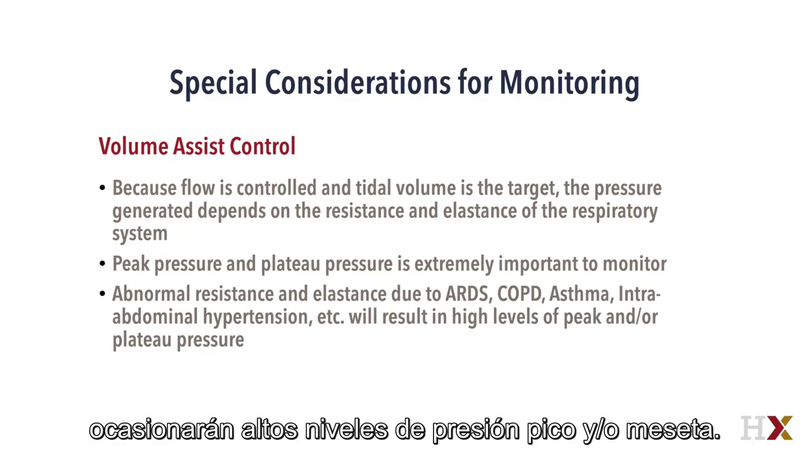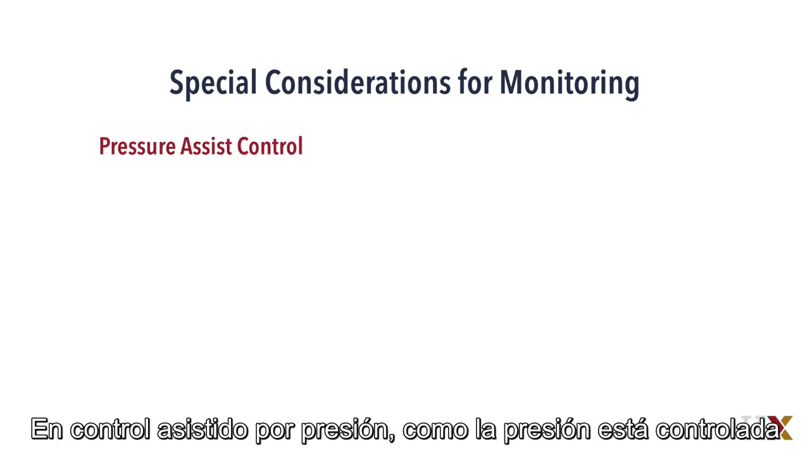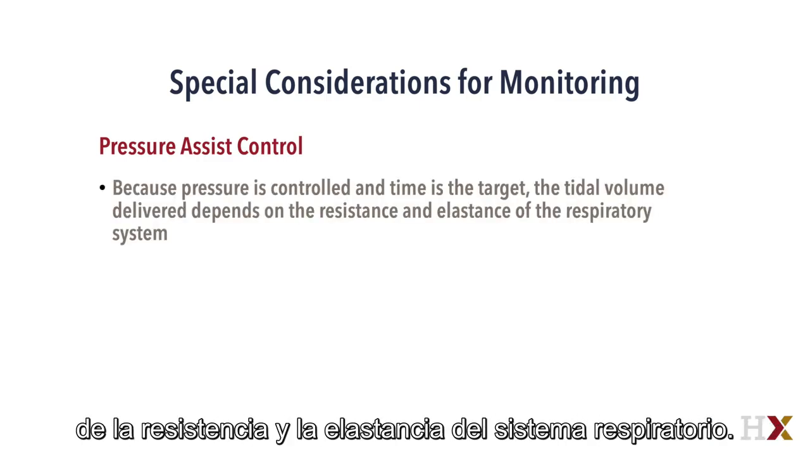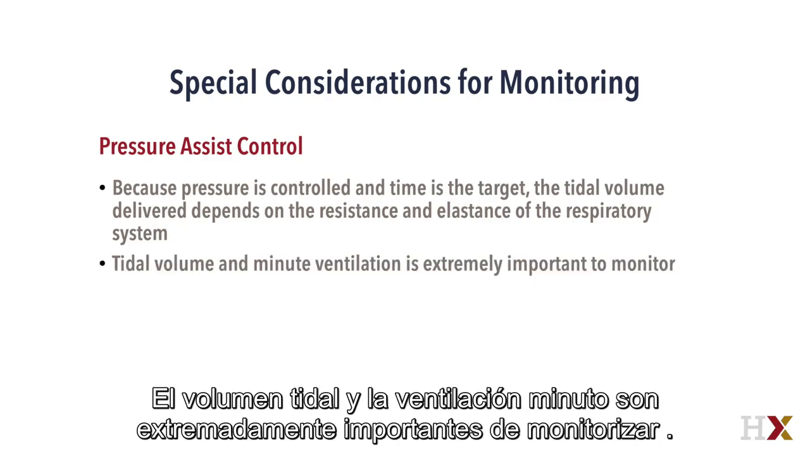Abnormal resistance and elastance due to ARDS, COPD, asthma, intra-abdominal hypertension, and other conditions will result in high levels of peak and/or plateau pressure. In pressure assist control, because pressure is controlled and time is the target, the tidal volume delivered depends on the resistance and elastance of the respiratory system. Tidal volume and minute ventilation is extremely important to monitor.